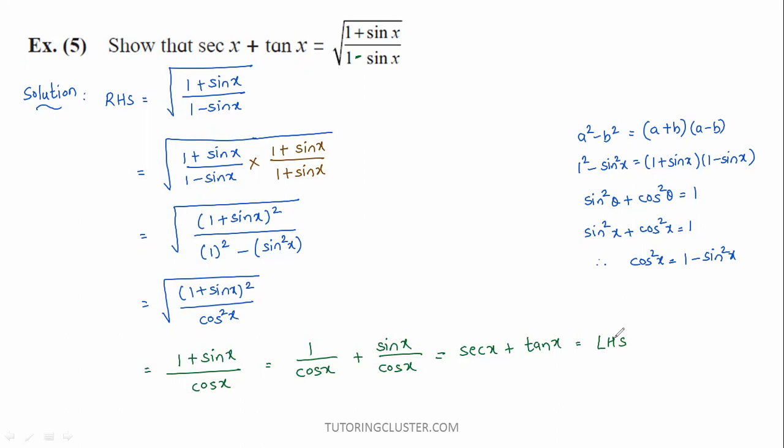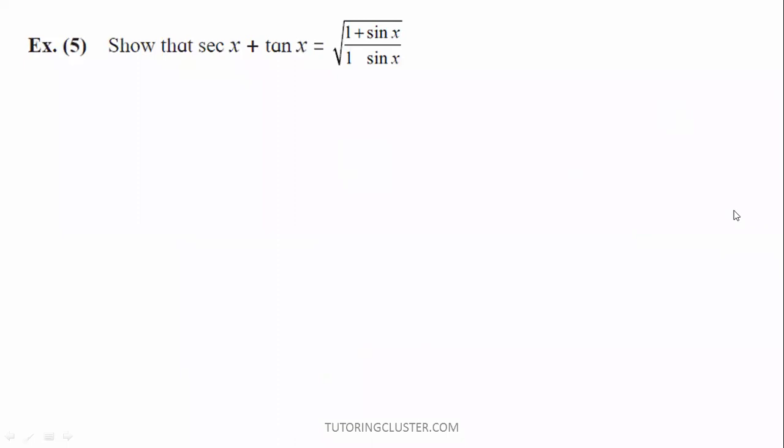Even you can take the LHS and try to get the RHS, but this method is quite simple. If you are taking the RHS, simply in 3 to 4 steps you are getting your answer. But this is an important step which you have to remember. So I hope this example is clear.